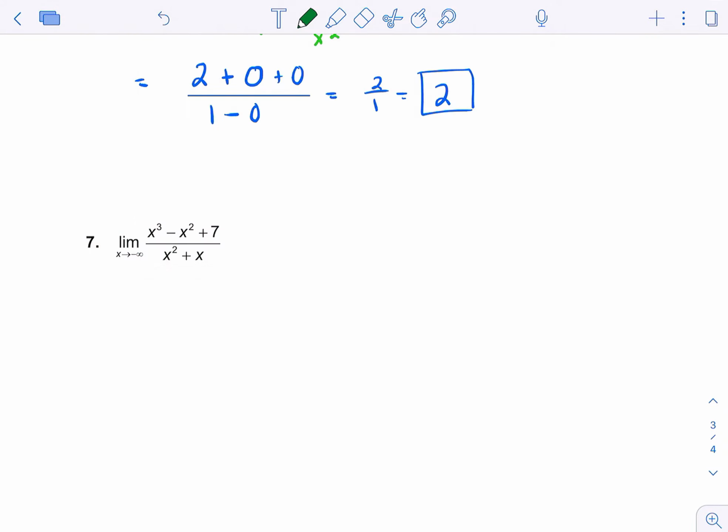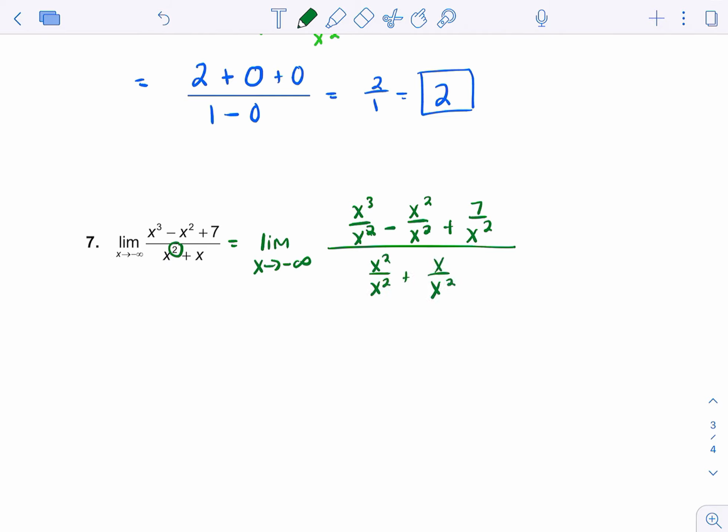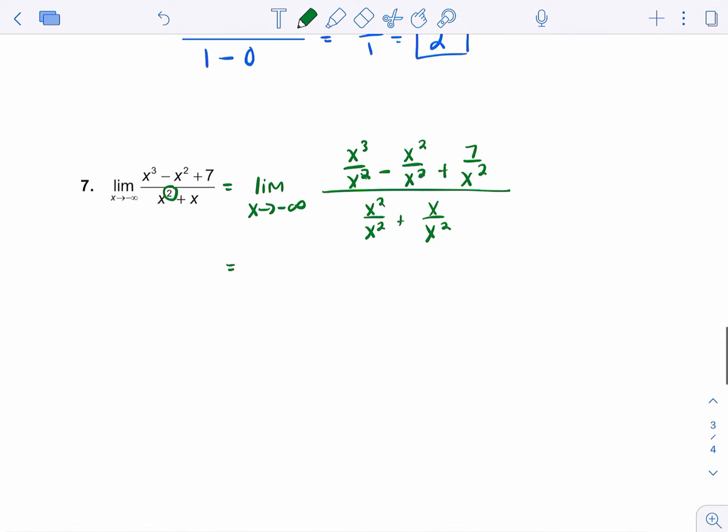So let's start. Our highest degree of the denominator is x squared. So we're going to continue our limit. We do need to type or copy this limit notation. And then we're going to divide everything by x squared. So we get x cubed over x squared minus x squared over x squared plus 7 over x squared. And we have x squared over x squared plus x over x squared. That part's probably the most tedious in this process.